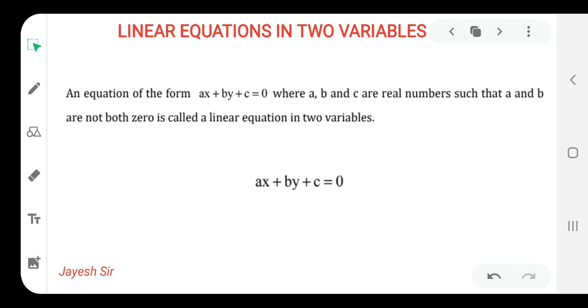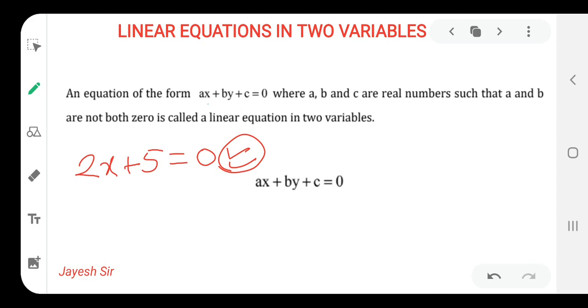Before starting our chapter, linear equations in two variables, let us recall what we studied in our previous class on linear equations in one variable. Let us start with this equation: 2x plus 5 equals 0. These were the equations of linear equations in one variable.